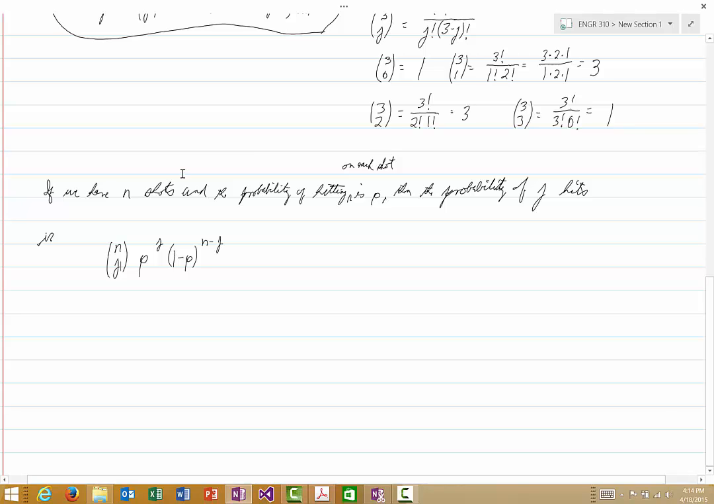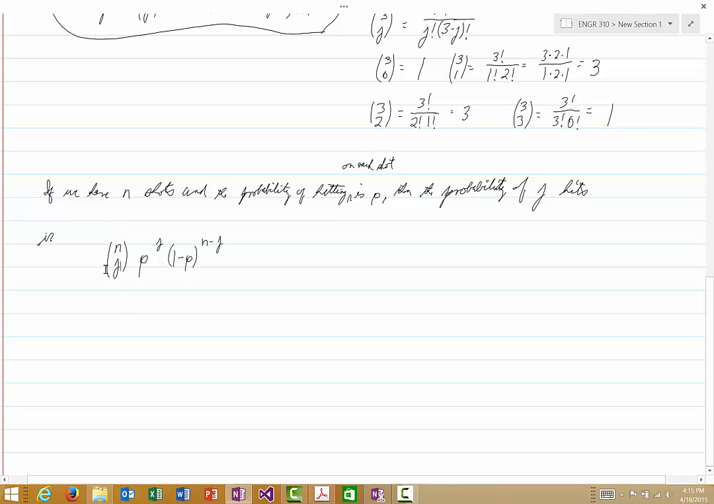Let's just, to make this a little more definite, think of n as 100. We take 100 shots, and maybe j is 27. So we want to know the probability of hitting 27 times out of 100. Now we'll have p to the 27th times 1 minus p to the 73rd power. But what is this n choose j, which in this case will be 100 choose 27?